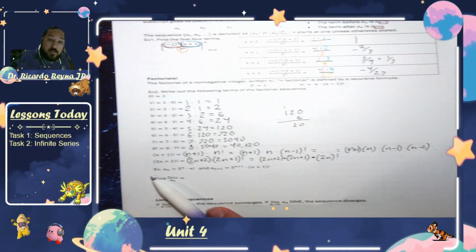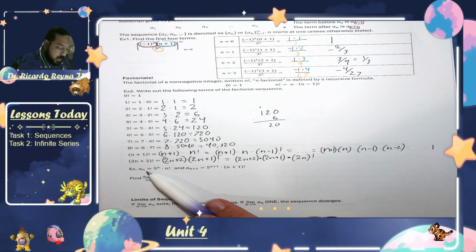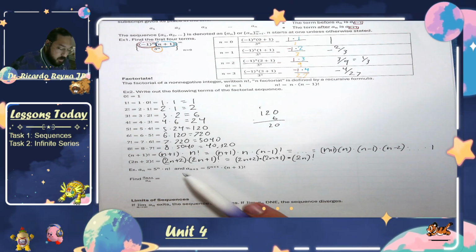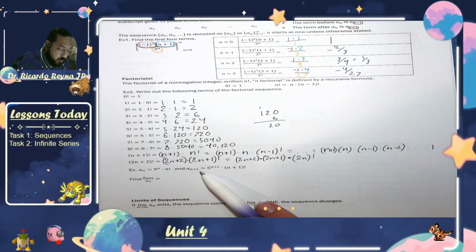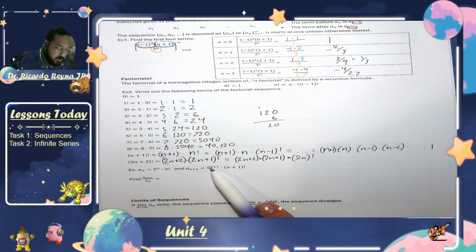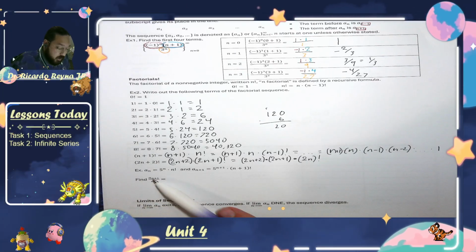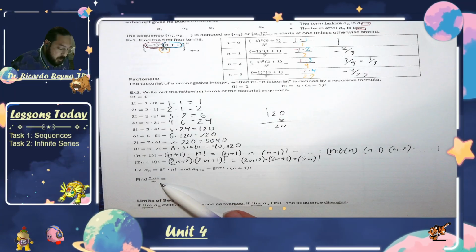So, an example of a series using factorials. Let a_n be equal to 5 to the power of n times n factorial. And a_(n+1) to be that same thing, but with n plus 1 instead of n. Find the quotient. Find a_(n+1) divided by a_n.